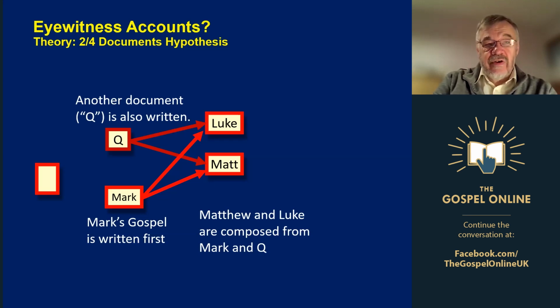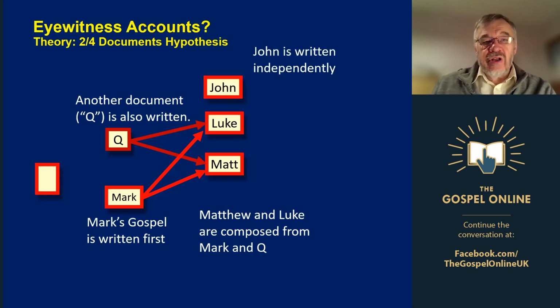The 4-document version, there are 2 other documents as well, one of which Luke has access to, and the other one Matthew has access to, but they're otherwise unique. In the 2-document version, Luke and Matthew collect their own information for the other bits. It's not written in a document. Not much difference between the 2, really. The Gospel of John is written completely independently, and there's no account of how that was written in this theory.